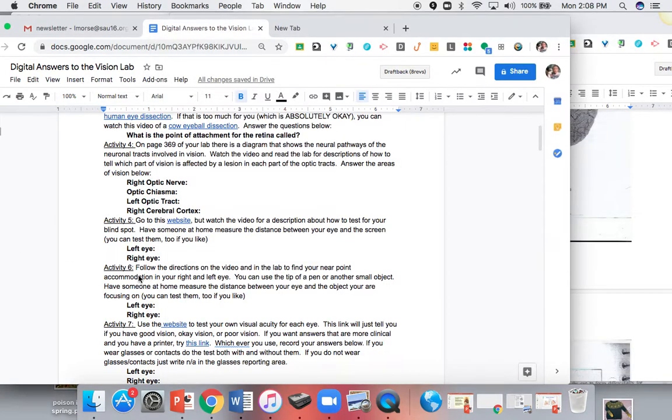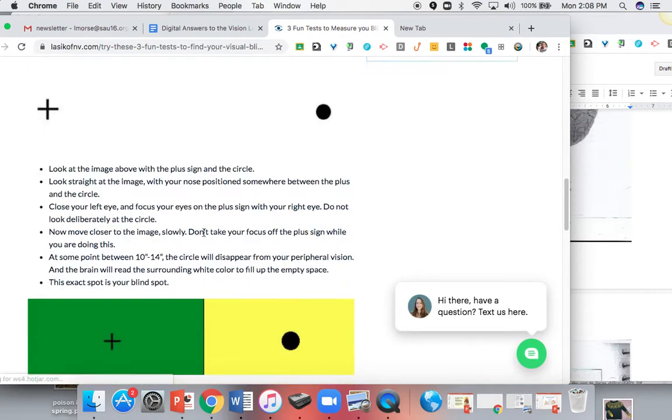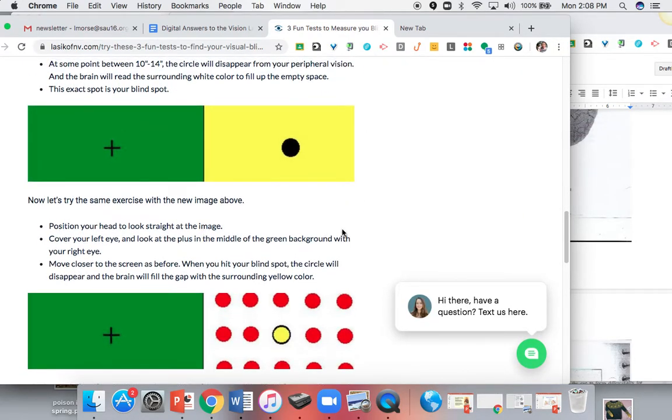Okay. That's activity 4. And then you answer the questions here. Activity 5. You are going to go to this website, and we're going to do it together, about testing your blind spot. I like this yellow-green one, and I'm going to talk you through this because this is not particularly easy. So for the blind spot, you have this on your screen, and you are going to close your left eye. Once you figure out how to do this, you're going to have somebody measure the distance between your eye and the screen. That's the data you're collecting.